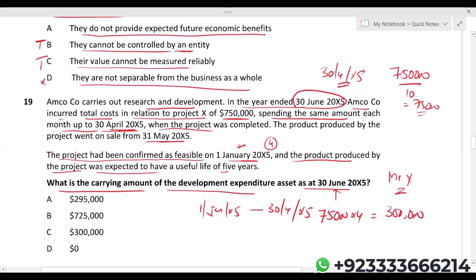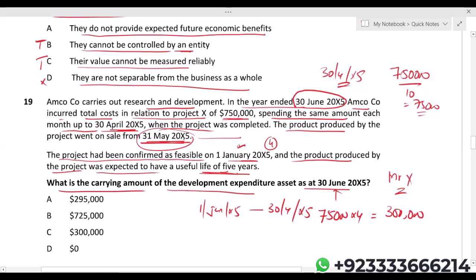Now, another very important concept is they have given us a useful life of 5 years. Fine. But please read the question. Project was completed on 30th April X5. The product produced by the project went on sale on 31st May X5. So the day the product went on sale, from that date onwards, you will start amortizing this intangible asset. Even though the intangible asset was completed on 30th April X5, the product produced by the project went on sale from 31st May X5.